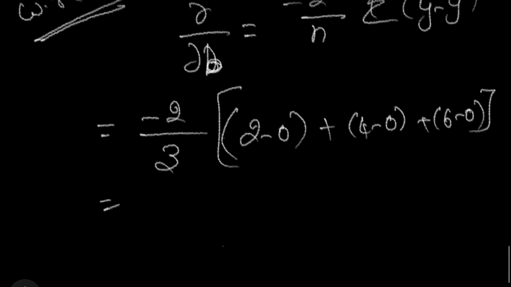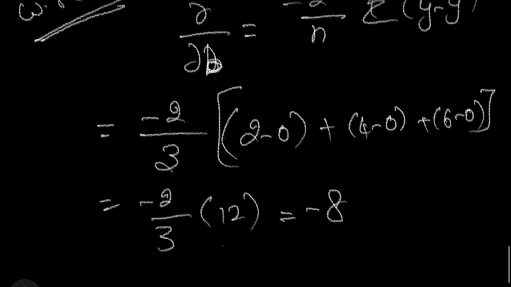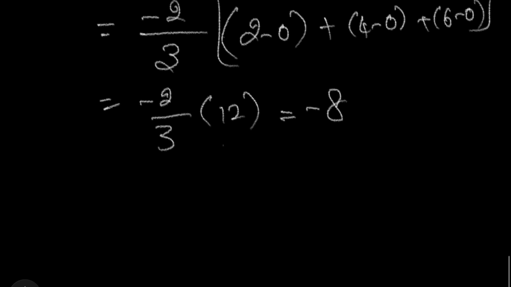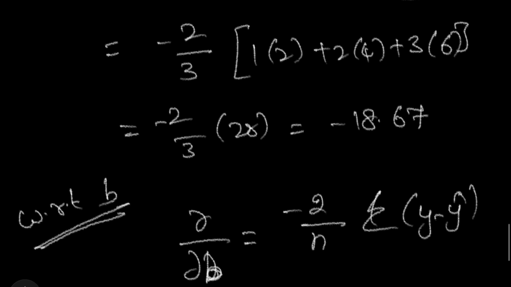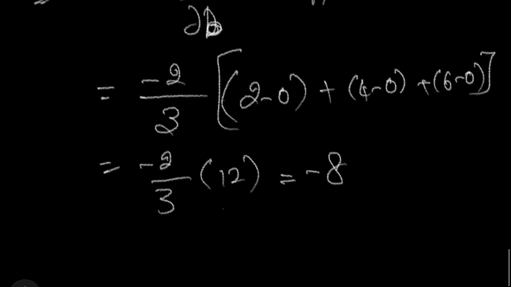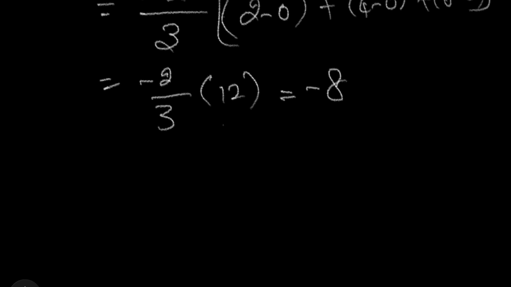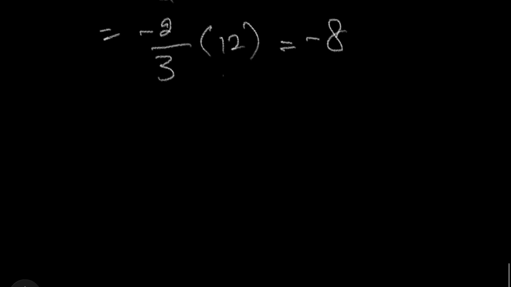So in this case we will get minus 2 by 3 into 12, which gives you minus 8. So with respect to b, the gradient descent error rate is minus 8, and with respect to w, the gradient descent gives you the error rate is minus 18.67. Now we have found the error rate with respect to both the gradient with respect to weight and bias.